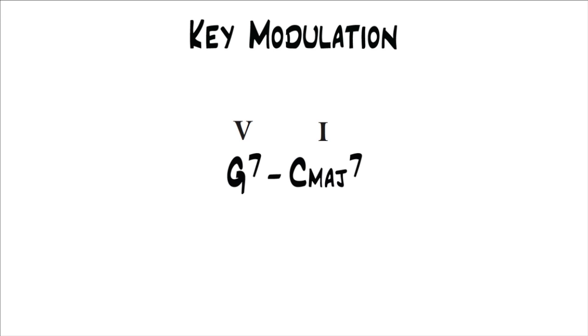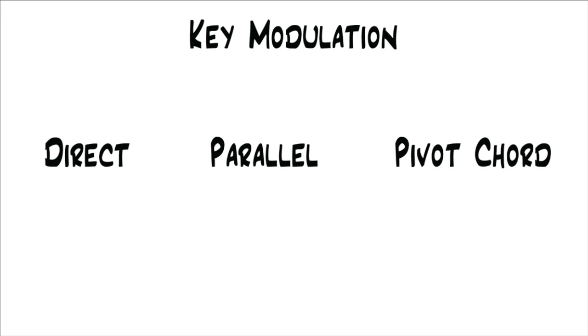And if those songs are in different keys, someone who knows what they're doing will modulate to the new key so that it has a nice smooth transition. And there's many ways to modulate, but the three main ways are direct, parallel, and pivot chord, and that's what we're going to talk about in this lesson.